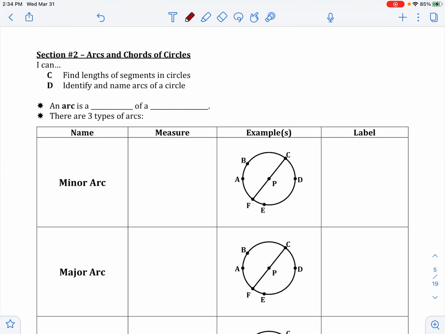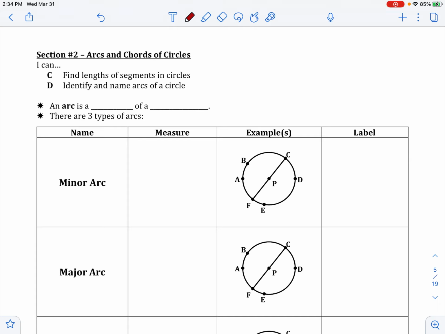Welcome back. This again is Honors Geometry Unit 6A, and we are in Section 2, Arcs and Chords of a Circle. Today we are going to find lengths of segments in circles and also identify and name the arcs of a circle. So we're going to start with the types of arcs.